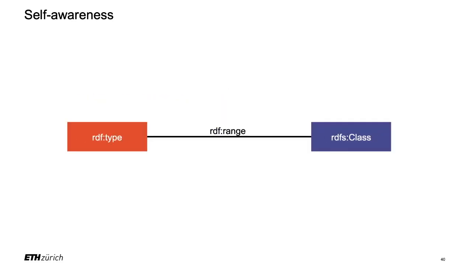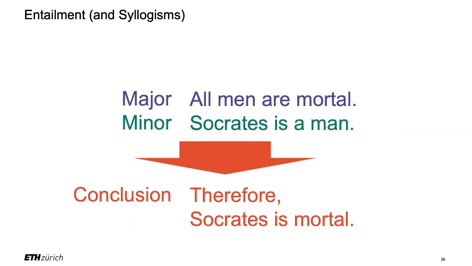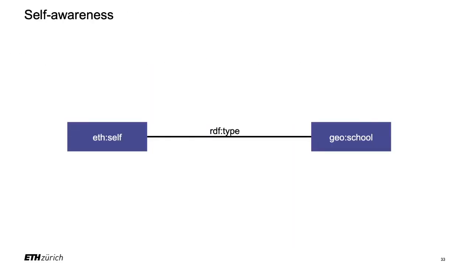Here, you notice that's why it's giving me the headaches. Type is on the left, so it's a subject. It's a statement about the property RDF type that has the range class. What that means is that whenever you have a triple with type in the middle, whatever is on the right must be a class. This is what it means.